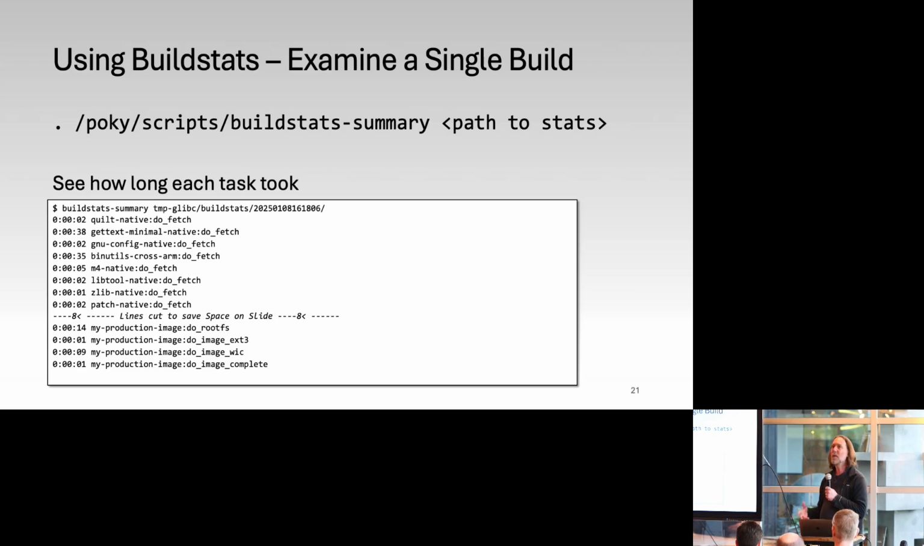But in order to actually make use of those, what you will end up with in that build stats directory is a whole series of files corresponding to each of the tasks that have been run for that build. If you want to know, for example, how long each task took, so what we need to optimize, we've got a build stats summary, and we just give it a path to our build stats directory, and then that will start telling us how long each individual task took.